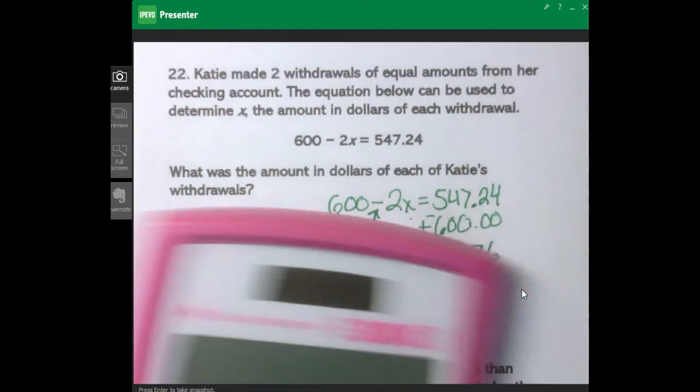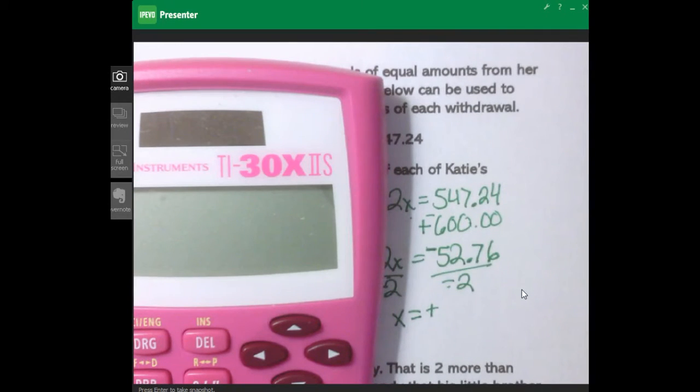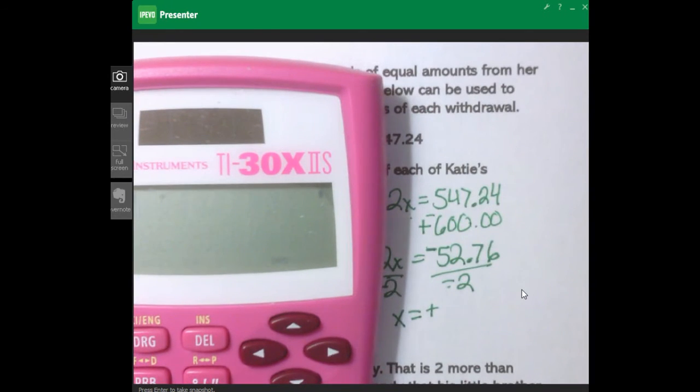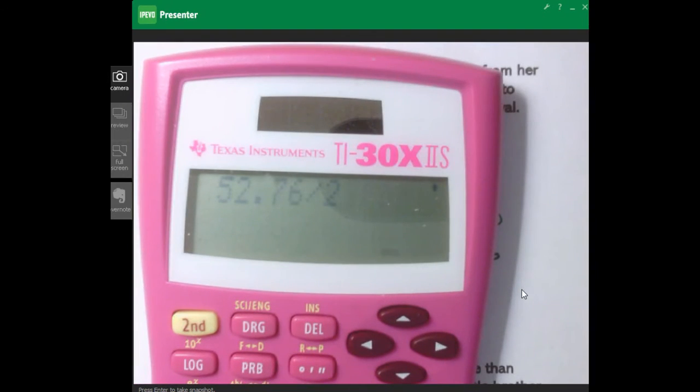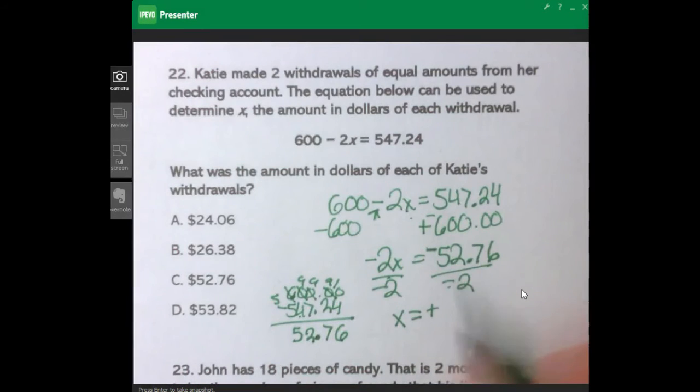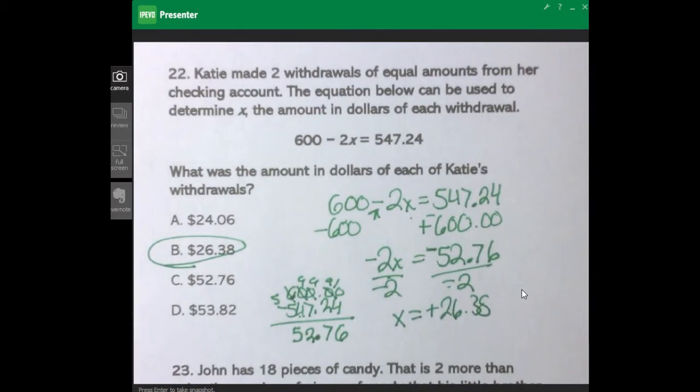And we can break out the handy dandy calculator for this one. And I can say 52.76 divided by 2 is equal to 26.38. And again, that's positive. So her withdrawals were each $26.38.